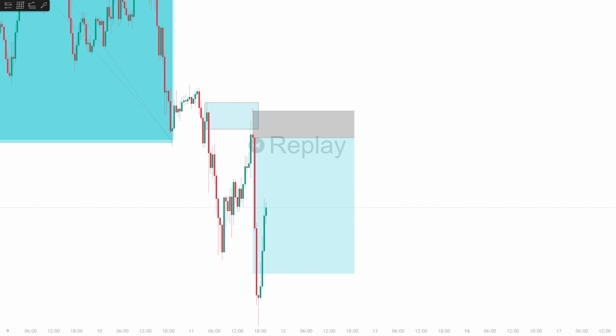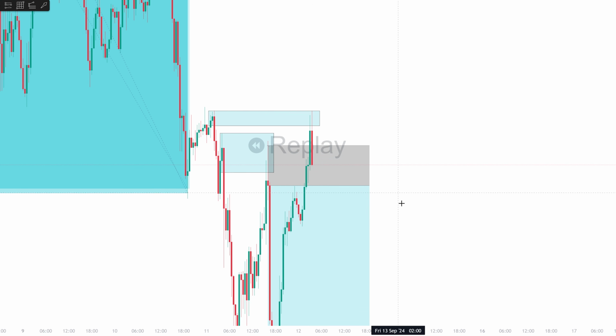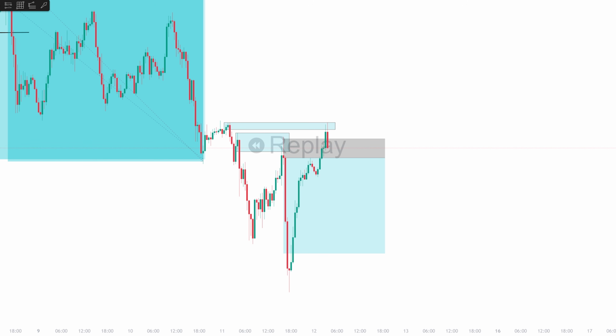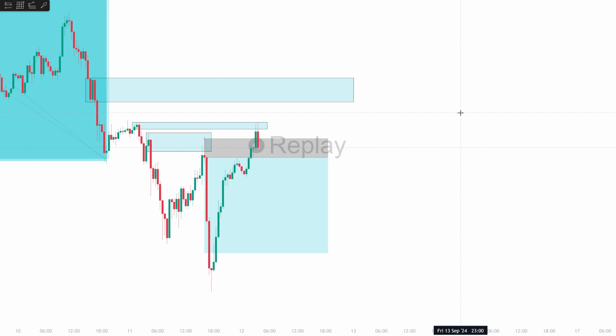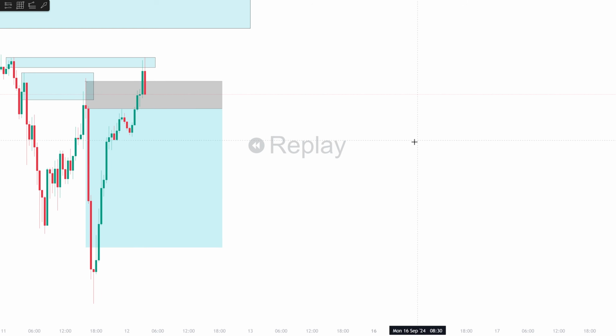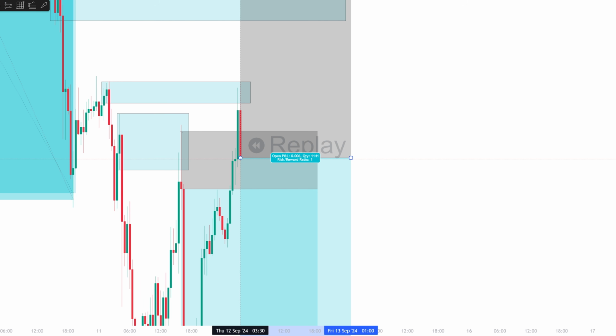Yep, another 5%. Now we also have this setup here. This probably is a C setup, just because we already won off this one, and it's the middle zone. We have a nice demand zone here, then we have a middle zone, and then we have a first zone. So if this one won and then it comes back to the middle zone, that's not something I would look for. But just for the sake of this video, I'm going to take this trade.